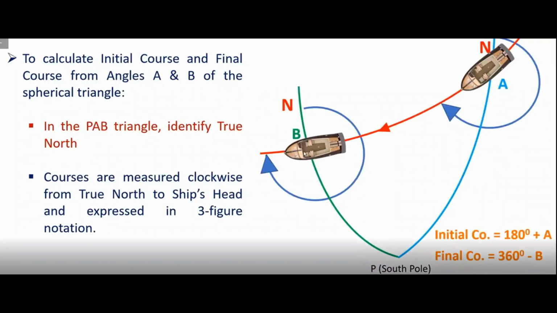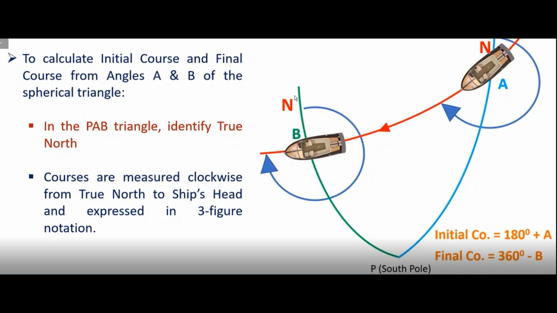Now let's come to the final course. In case of final course, the angle B which we are going to calculate is this angle. So this is the angle which we will obtain from the cosine formula. Now the angle which we require is this dark blue color arc starting from true north, going clockwise, going up to the ship's head. So how can we find this out? We know the internal angle also. Now this angle B will be equal to the external angle B.